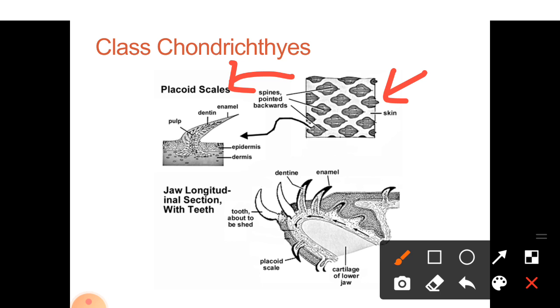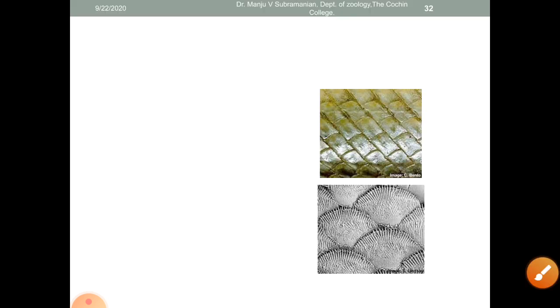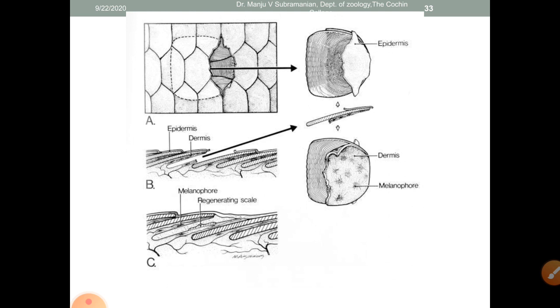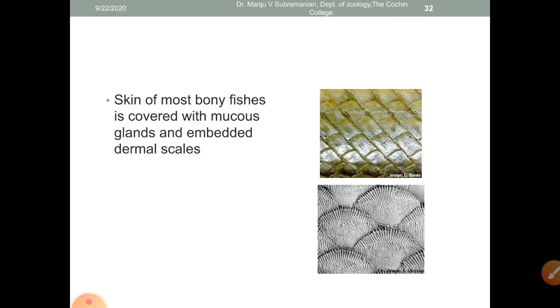And the sharks are entirely covered by the placoid scales, and studies have found that the scales create tiny vortices which reduce the drag, which makes swimming more effective, as well as quicker, when compared to that of the other types.